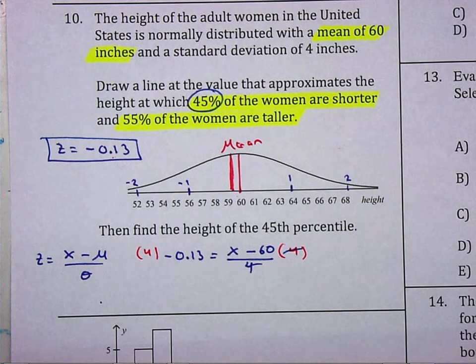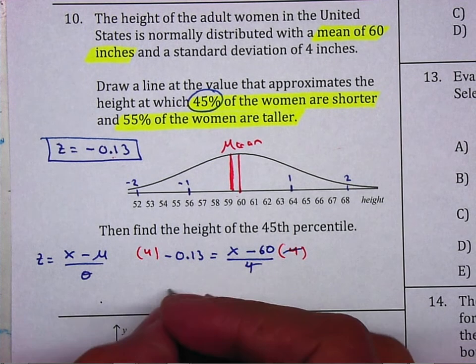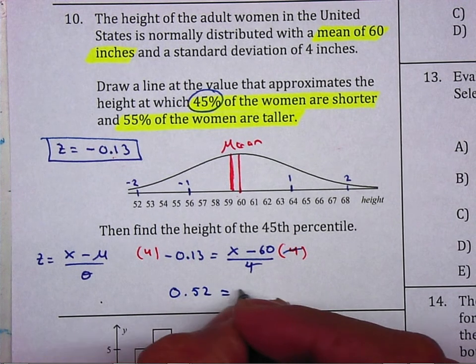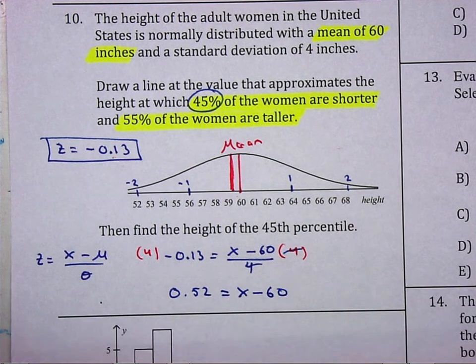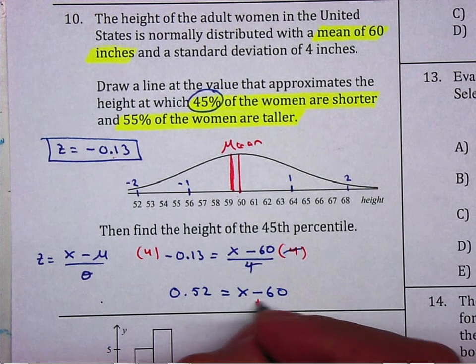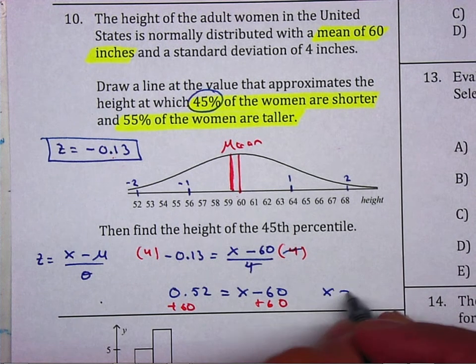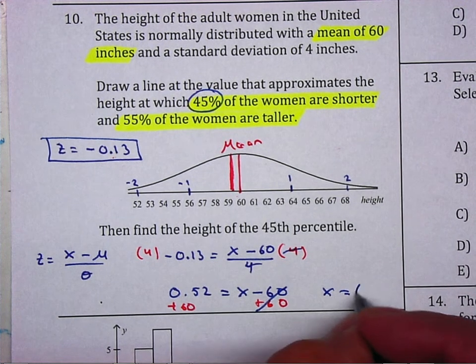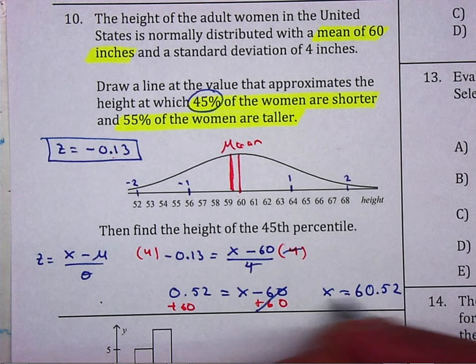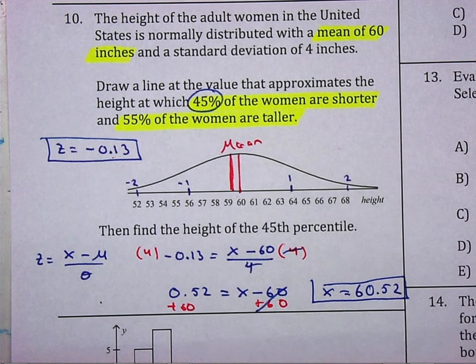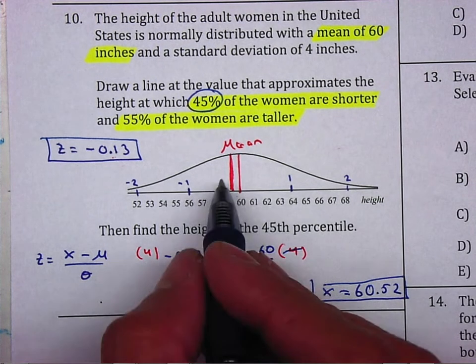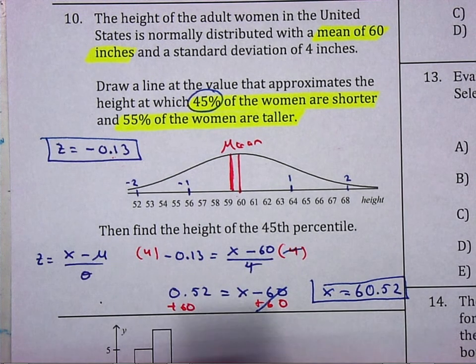And I'm just going to use my calculator. 4 multiplied by negative 0.13 gives me negative 0.52, equal to x minus 60. I'm going to add 60 on both sides. So therefore x is equal to 59.48. That is the height that will divide the 45% that will be shorter than this height.